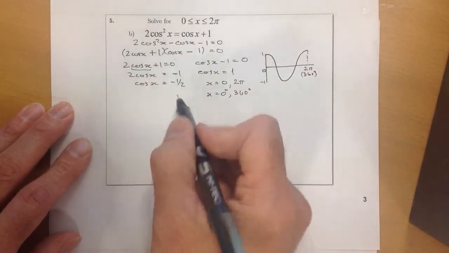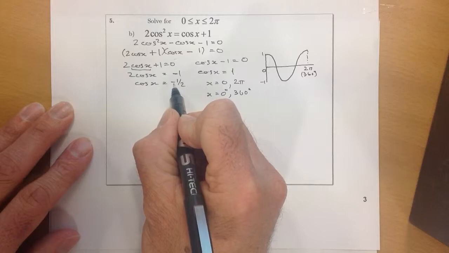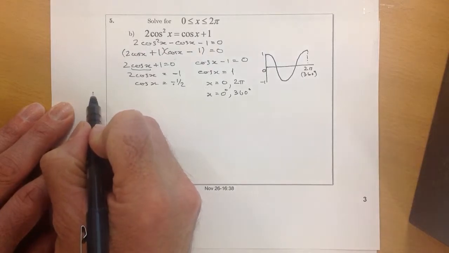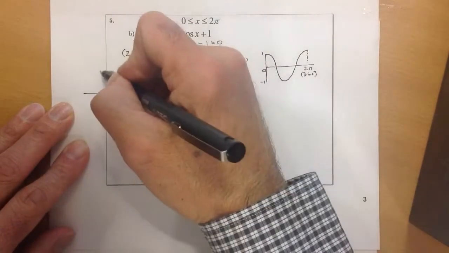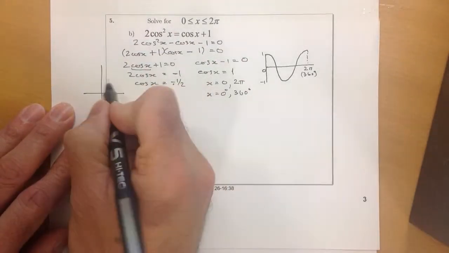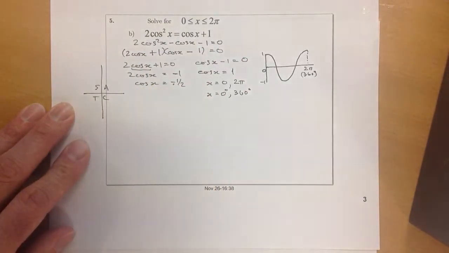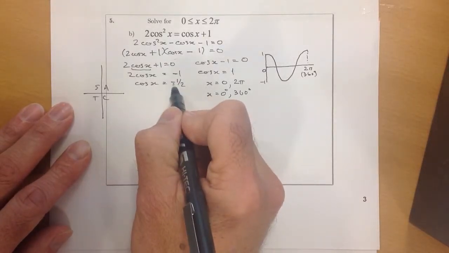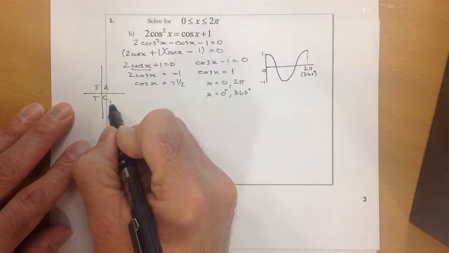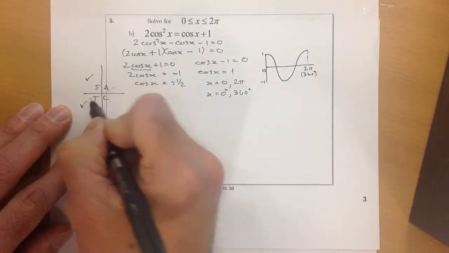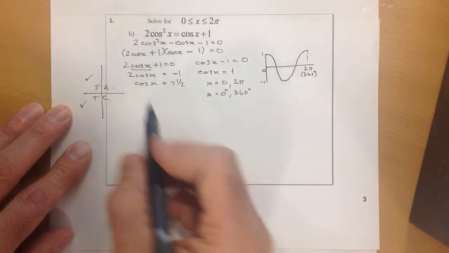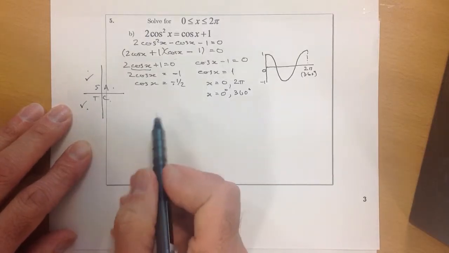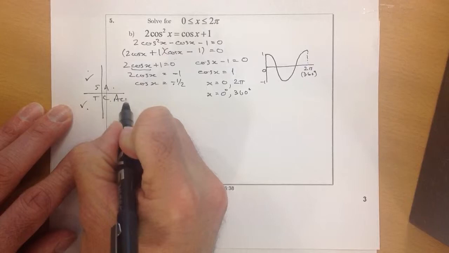For this side, I'm looking at that negative sign, and what I want to do is consider where that is on the CAST table. If I draw a CAST table here at the side, what I've got is All, Sine, Tan, Cos. I know that's a minus sign, so cosine is going to be negative. Cosine's positive here and positive there, so I'm looking at these two areas to get my solutions. That there is quadrant 2, that one there is quadrant 3, and that's where my solutions are going to come from. Right, so first of all I'm going to work out the acute angle.